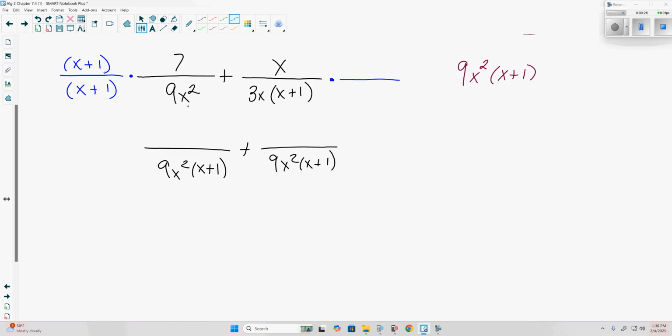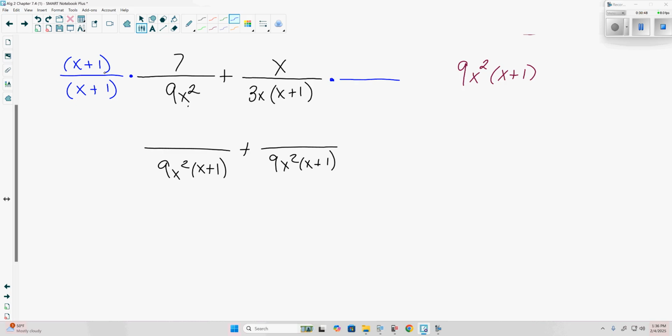So really, what are we multiplying this by? 1. It's just a very fancy version of 1. That's why this works, because if we multiply a number by 1, it doesn't change. We're not changing this fraction, we're just changing how it looks. It's still the same fraction, it's just going to look a little different.